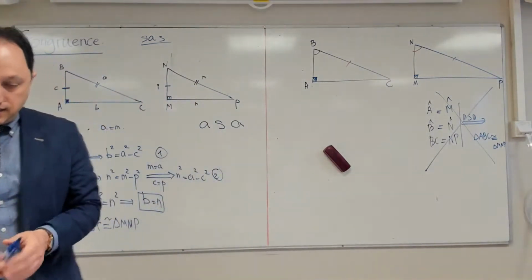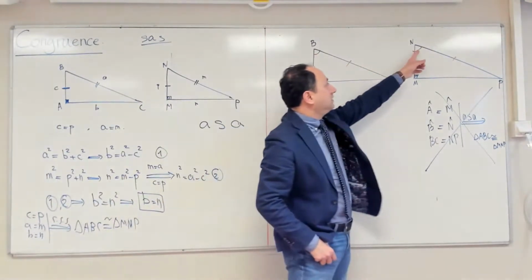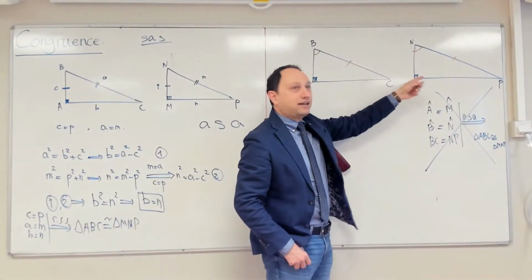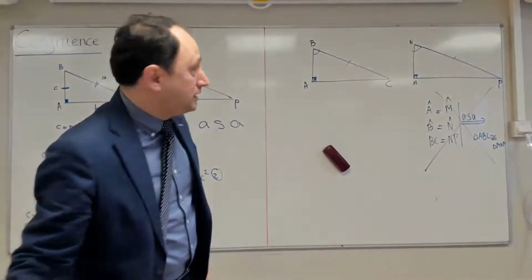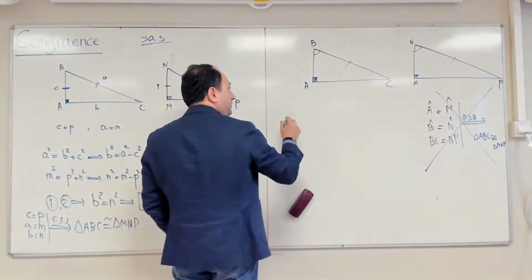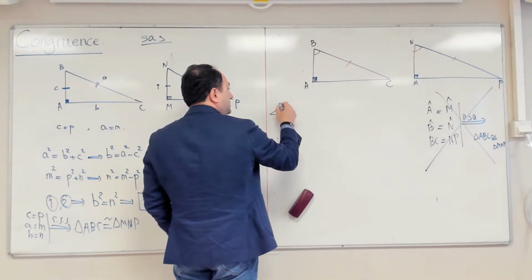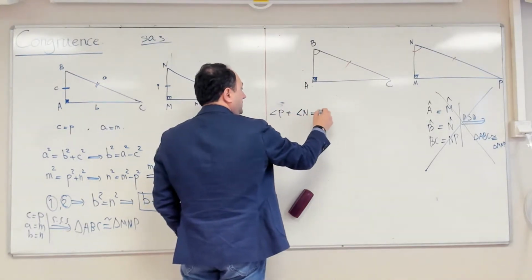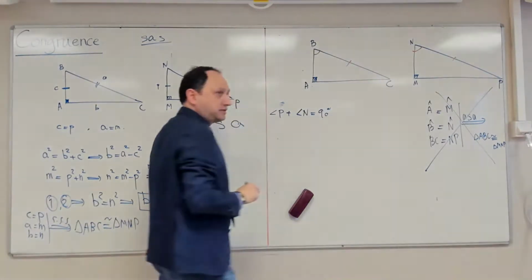But as Aaron said, that is completely right. If this angle is equal to that angle, and this angle is equal to that angle, the third angle automatically becomes equal. Yes? Okay, so let me write it here. You need to convince this. So you would say that angle P plus angle N should be 90. In a right angle triangle, the sum of these two acute angles should be 90.